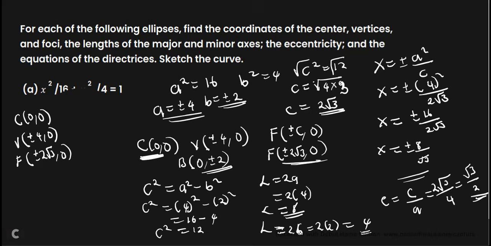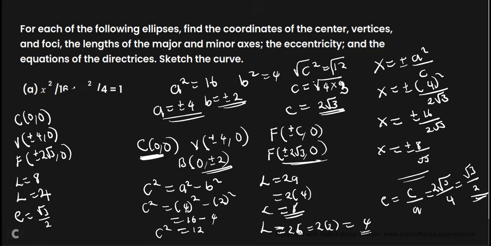Then what else? The major length. The major length was 8. The minor length was what? 4. Then what else? Eccentricity. Eccentricity is root of what? Root of 3 over 2.